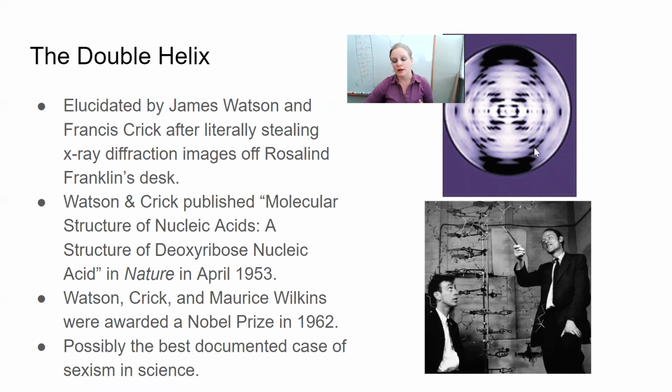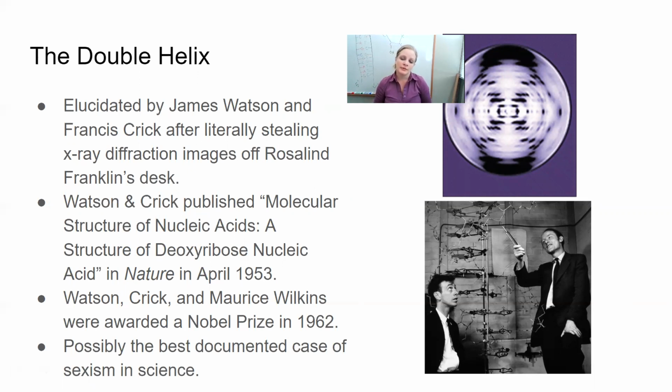And so by literally stealing Rosalind Franklin's data, they were able to be the first to publish this structure in the scientific journal Nature, back in 1953. What was really sad is that Watson and Crick and Rosalind Franklin's PhD advisor were awarded the Nobel Prize for making this discovery in 1962.